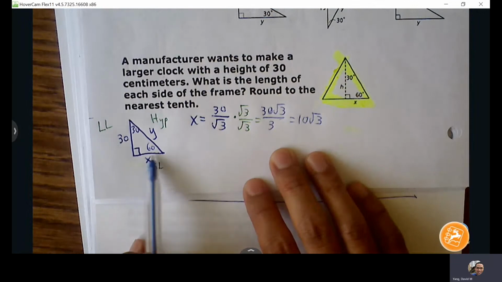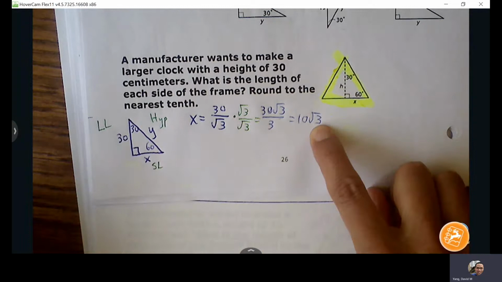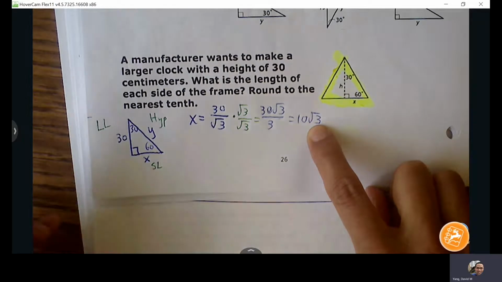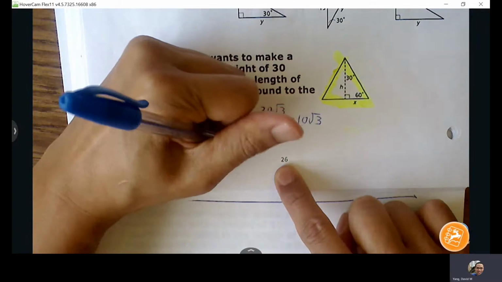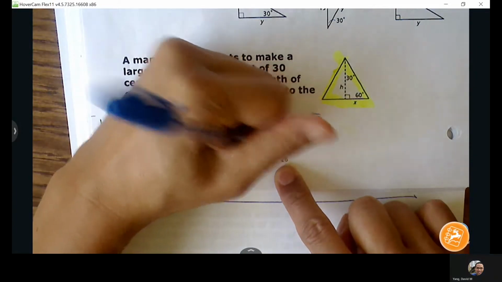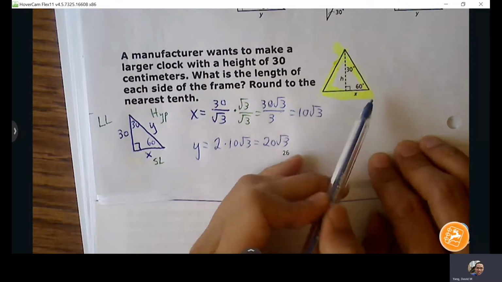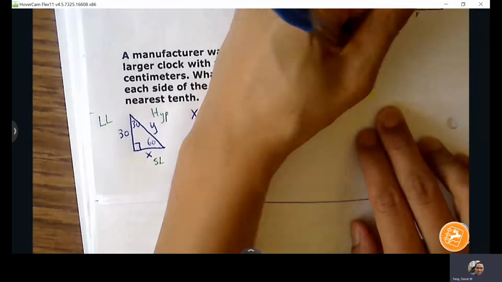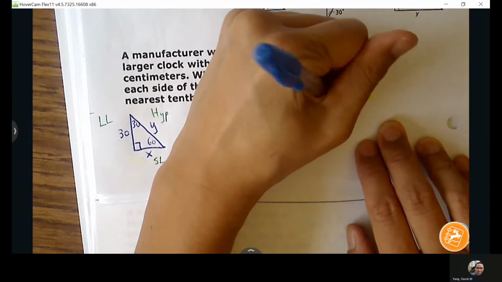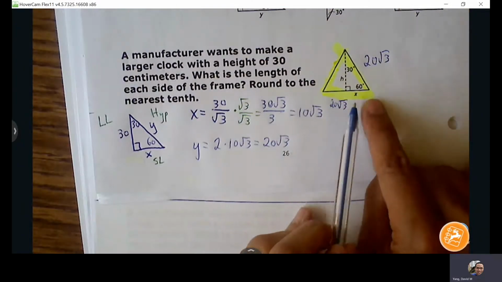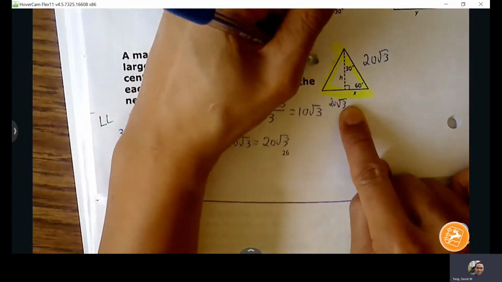So now that I'm with the short leg, how can I get to the hypotenuse? Take this 10 root 3 and do what? Times 2. So Y is equal to 2 times 10 root 3. So the hypotenuse ends up being the same length all the way around. This is an equilateral triangle. So every side is going to be 20 root 3. And you can convince yourself too, because this is X, 10 root 3, 10 root 3 adds to be 20 root 3.